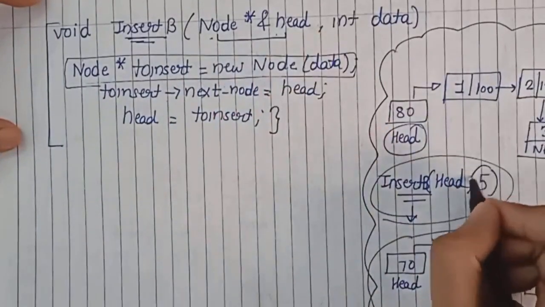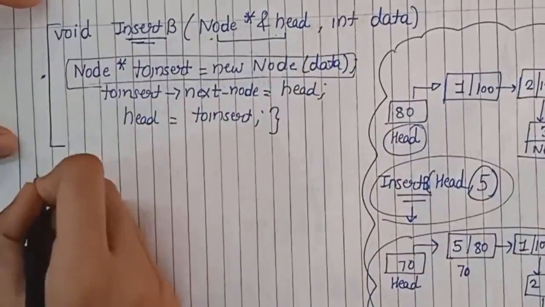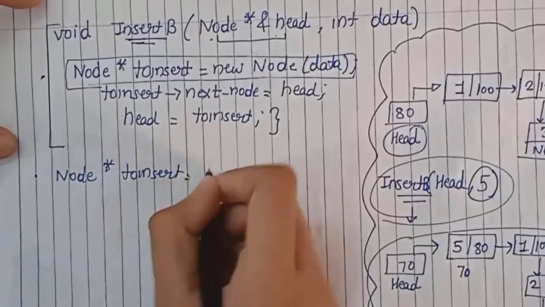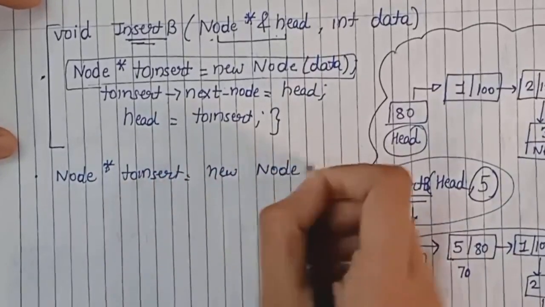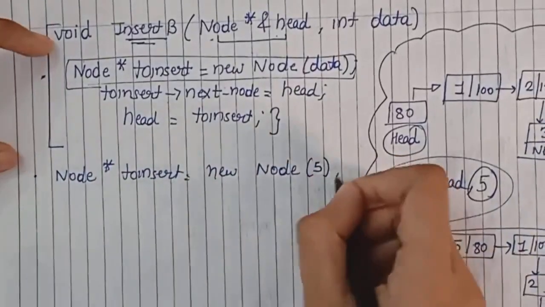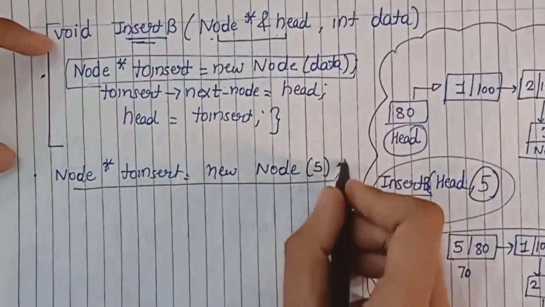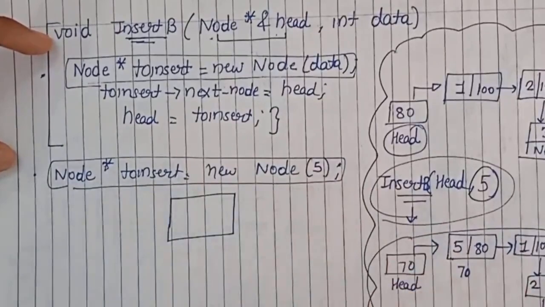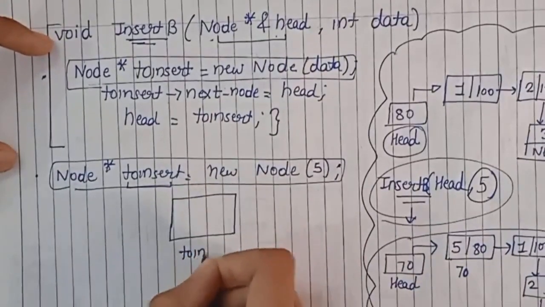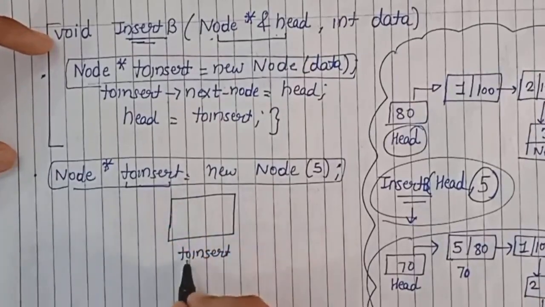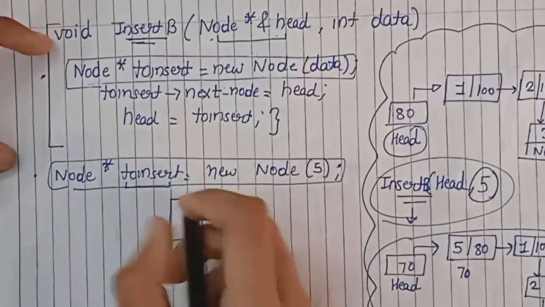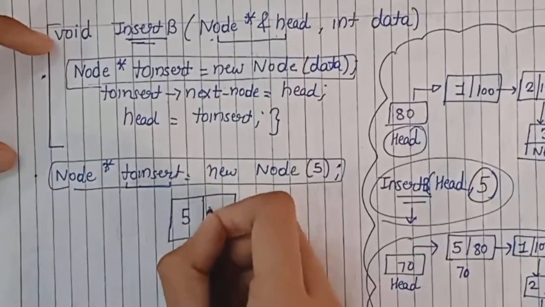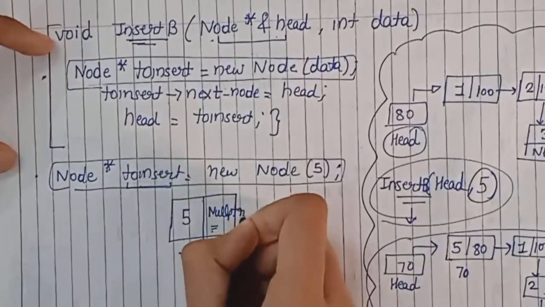Let's say here you have given the data equal to 5. So this code line will work like node star to insert is equal to new node with data 5. As we have seen in the previous session, a new node will be created with the name to insert. Here the data value will be 5 and the pointer variable will be storing a null pointer by default.